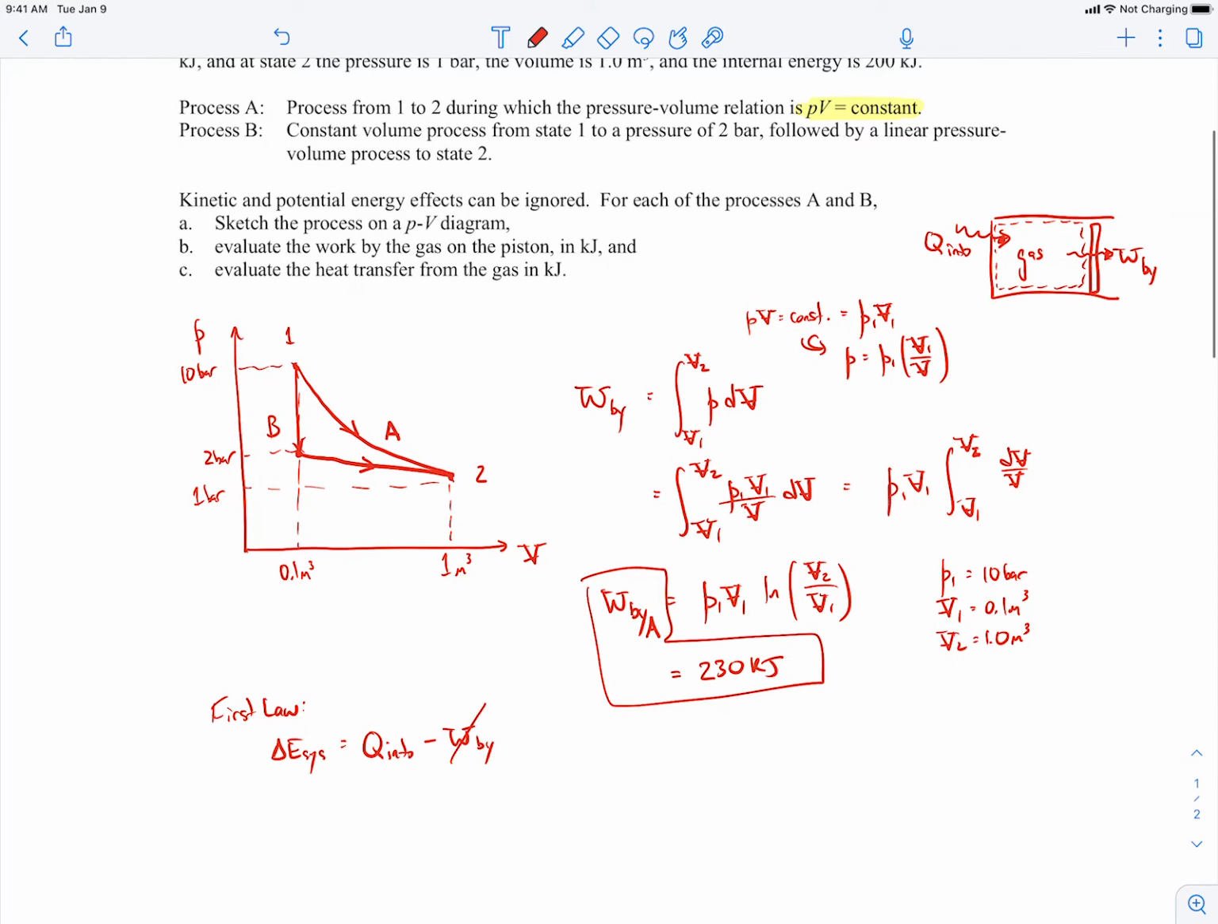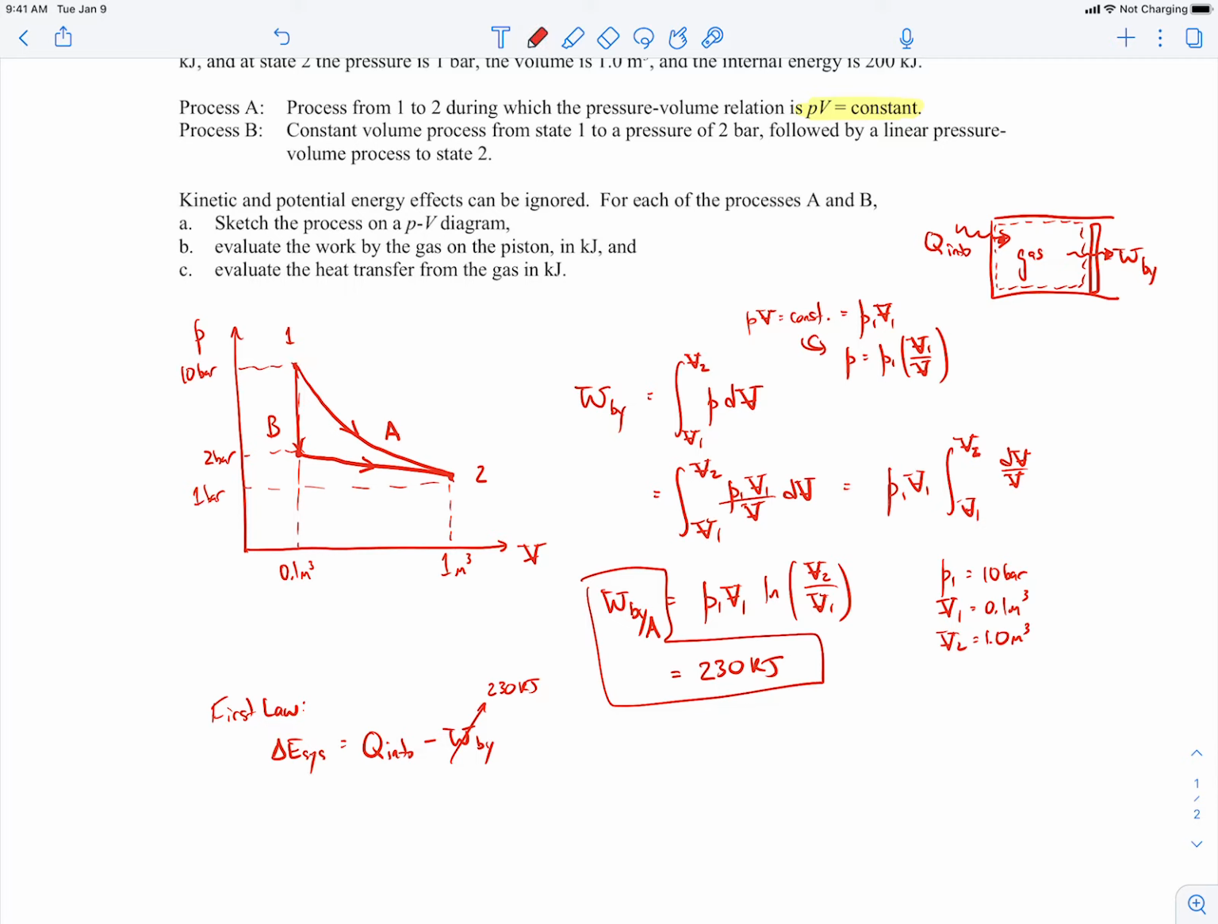We just calculated the work done by the gas. That was 230 kilojoules. By the way, since it's a positive value here, that means that work is being done on the surroundings by the gas, which means that the piston would be expanding. It's moving out to the right, which you can see here as we go from state 1 to state 2, the volume is increasing.